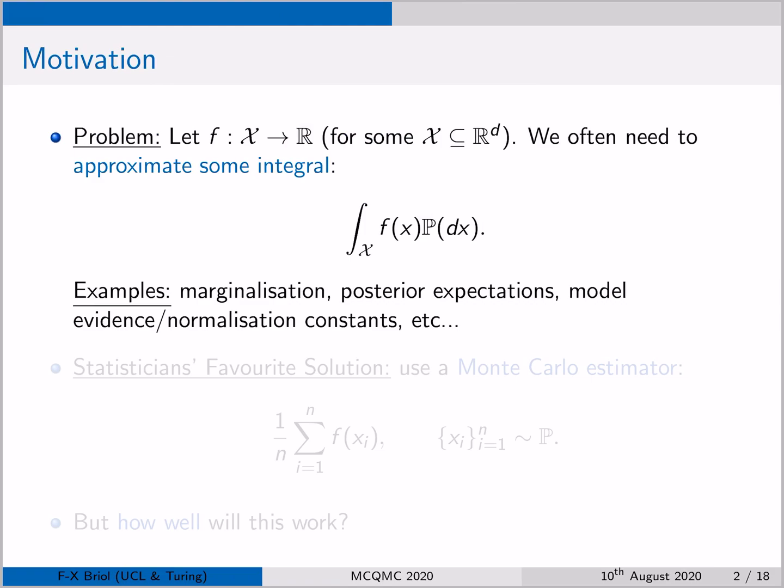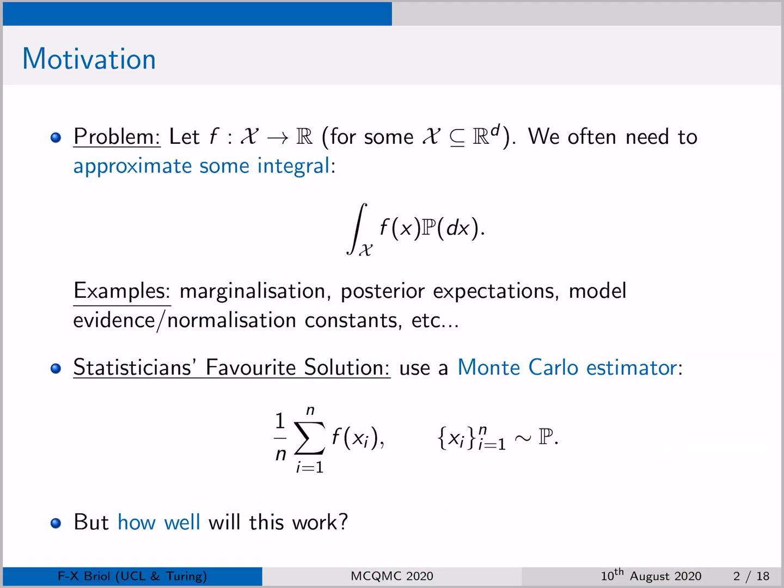So what are potential applications of this that I'm mostly interested in? Some of these might be marginalizing out some variables. I also work in Bayesian statistics, so there you want to compute posterior moments or model evidence, etc. And these can all be written as such integrals, obviously changing what f and P are depending on the case. Now the problem is, of course, that we can't compute them in closed form, so we need to estimate the integrals.